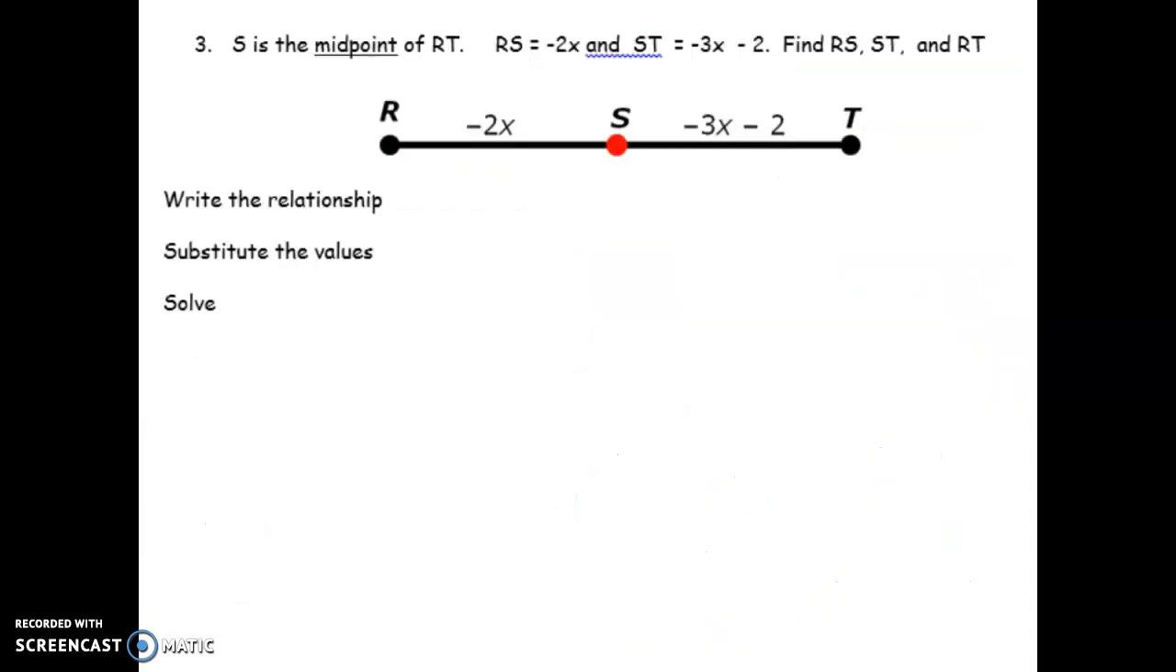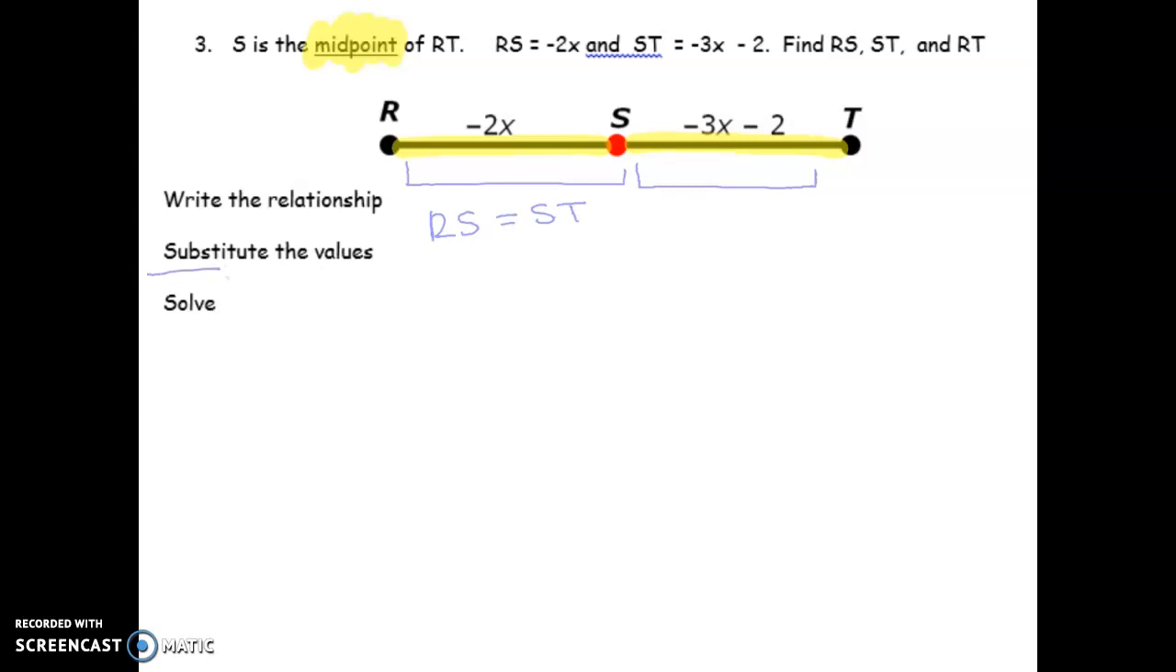Number 3 says, S is the midpoint of RT, RS is negative 2x, and ST is 3x minus 2. Find RS, ST, and RT. Remember, it does say the midpoint. And anytime we're talking about the midpoint of segments, I do want you to automatically remember that it's cutting this segment into two equal parts. We cut it exactly in half. That means that this has to equal whatever this is. So for the relationship part, you would say RS is actually equal to ST.